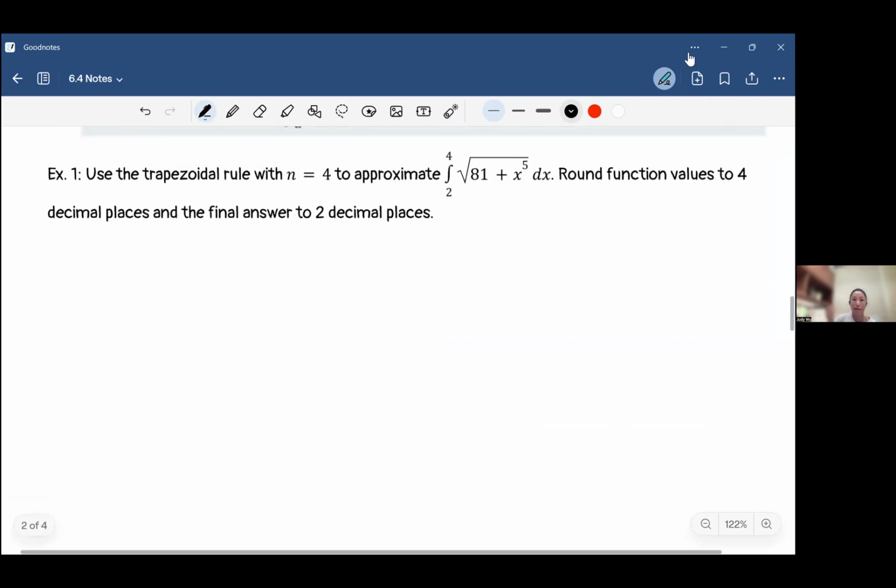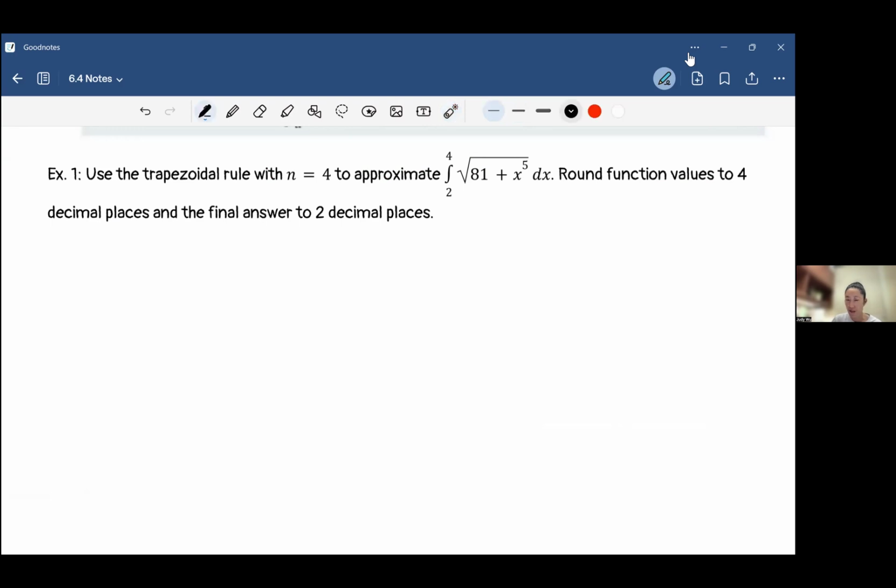So let's go ahead and give this a go, see what we got. All right? So example 1 says, use the trapezoidal rule with n equals 4 to approximate the integral from 2 to 4 of the square root of 81 plus x to the 5th dx. Round function values to 4 decimal places and the final answer to 2 decimal places. Now, the reason that I'm being picky about our rounding here is because this is what it's like in your homework. So I want you to get used to how the rounding goes.